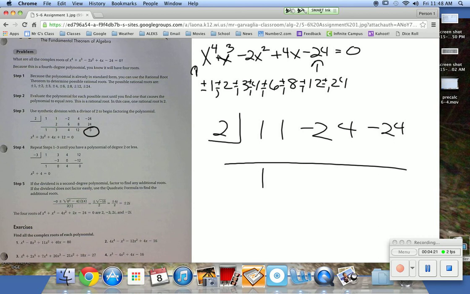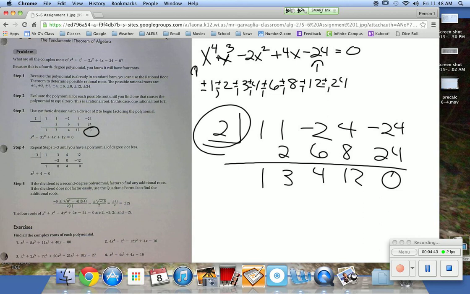Okay, so I do 2. 2 times 1 is 2. This would be 3. 3 times 2 is 6. This would be 4. 2 times 4 is 8. This would be 12. 2 times 12 is 24. This would be 0. So now we know that 2, this number right here, is a factor. It is a factor of this right here. Okay, you see that? Now, here's where we're going to take the next step on this.